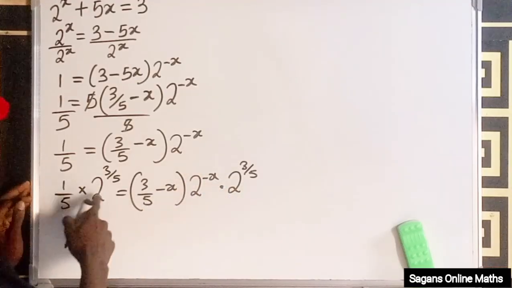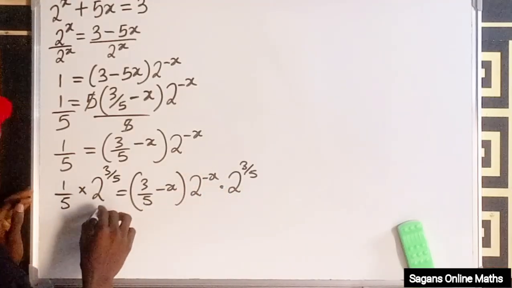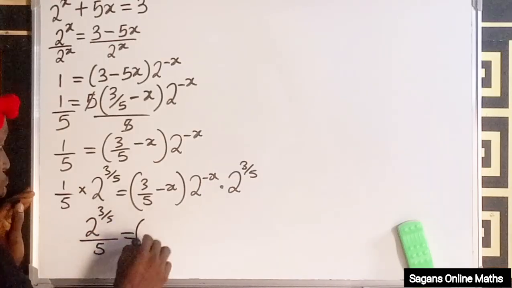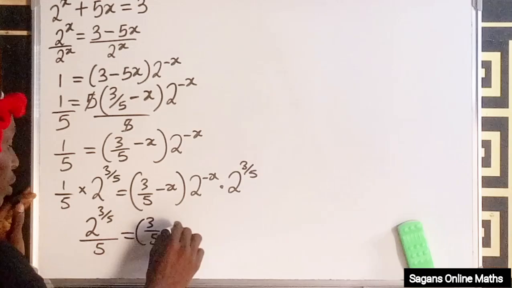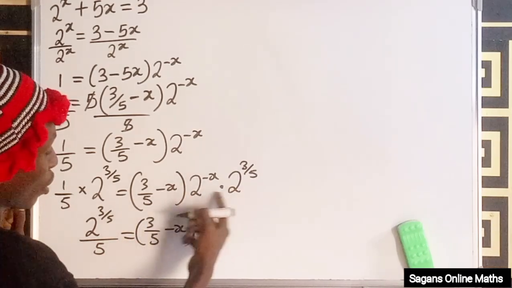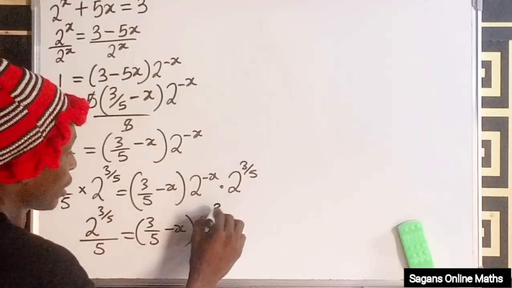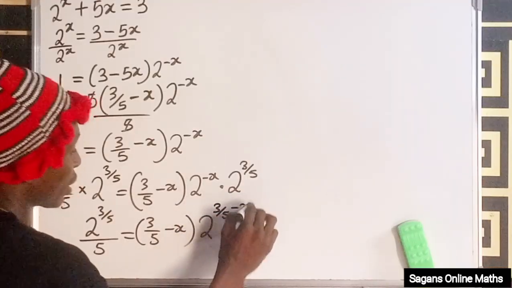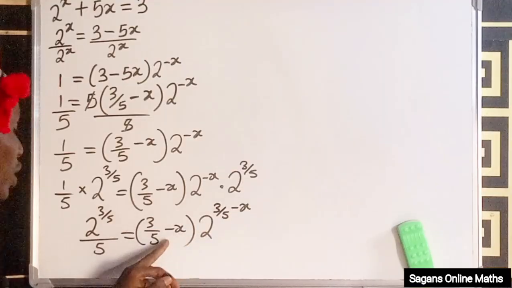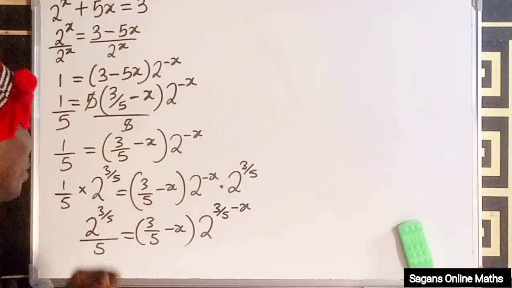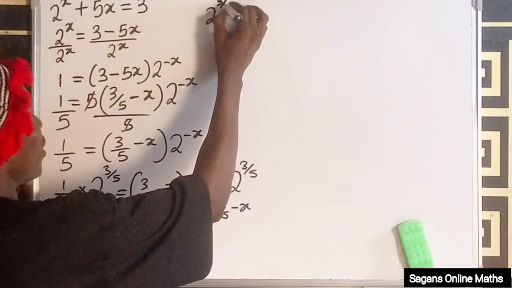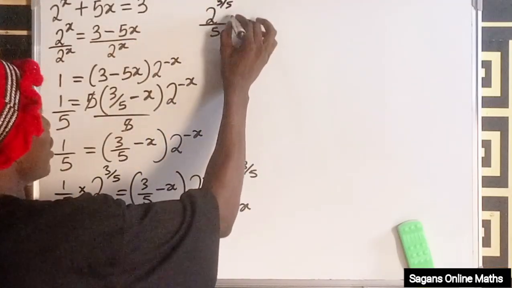So this time we have 2 to the power of 3 divided by 5, all over 5, equals 2 to the power of 3 divided by 5 minus x, then multiply by 2 to the power of x. By obeying the properties of indices, we can do something very interesting: 3 divided by 5, then minus x. You can see that the power here is 3 divided by 5 minus x, and it's the same as what is here. This is what I was looking for. So that means 2 raised to the power of 3 divided by 5, then divided by 5, is equal to this.